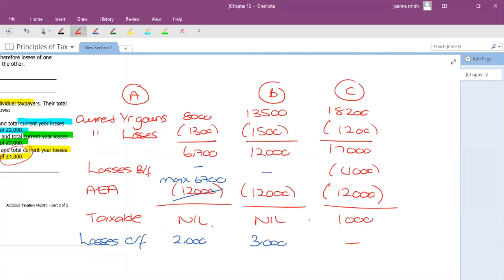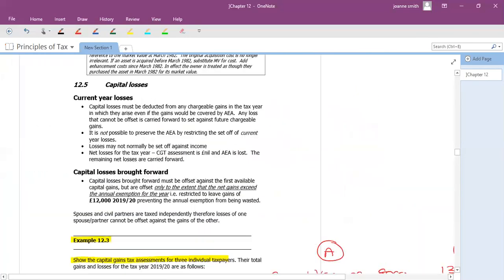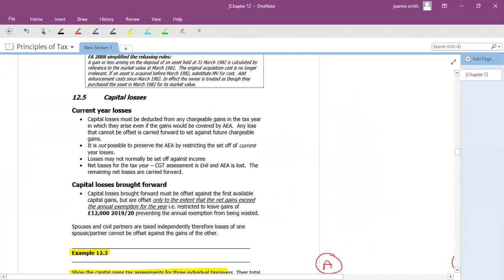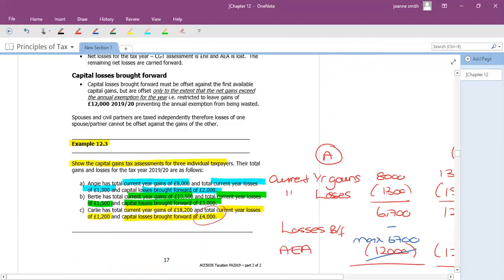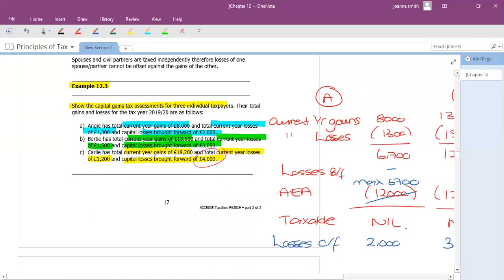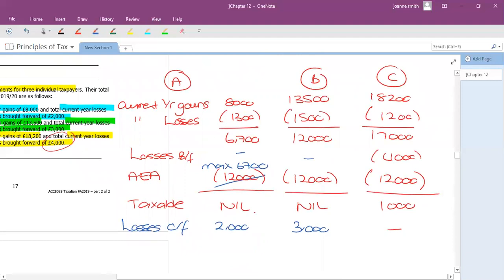So if you're happy with that example, what I suggest you do is go back and have a little read through these notes, just to make sure that you fully understand it. But that deals with how you can reduce your gains using the losses and annual exemption in order to benefit the taxpayer in the most efficient manner.